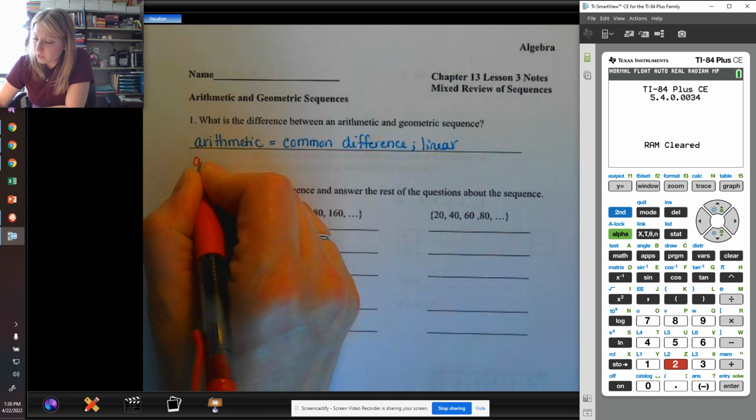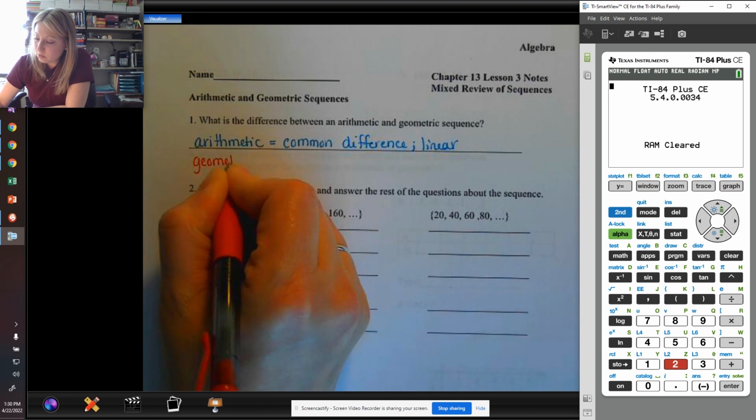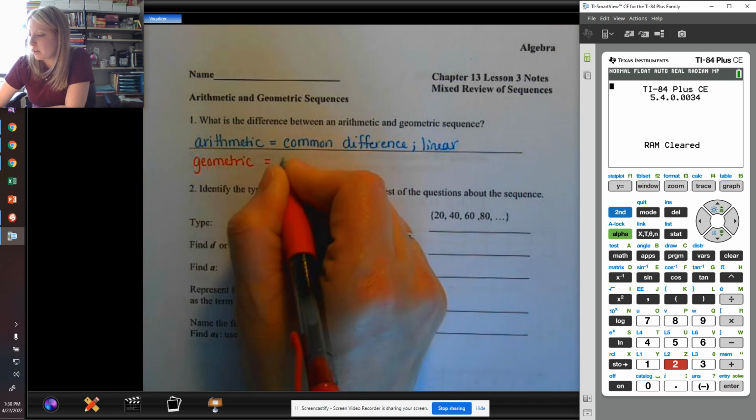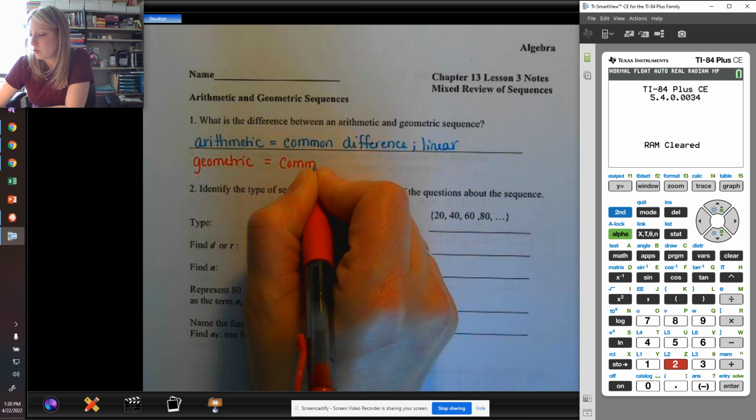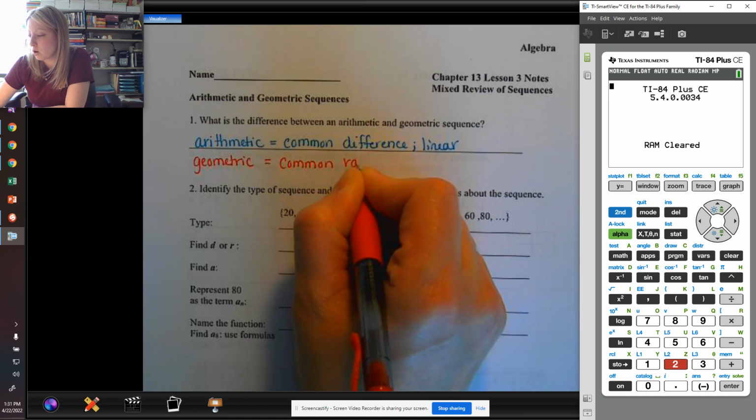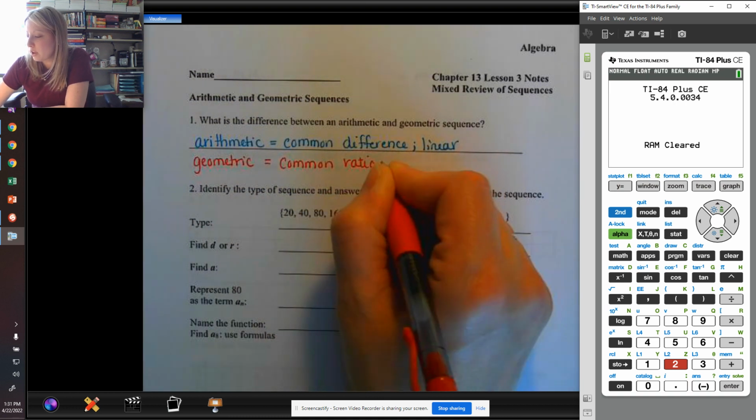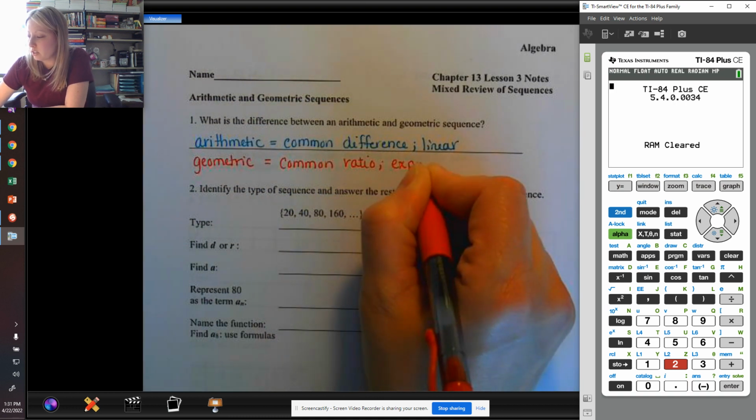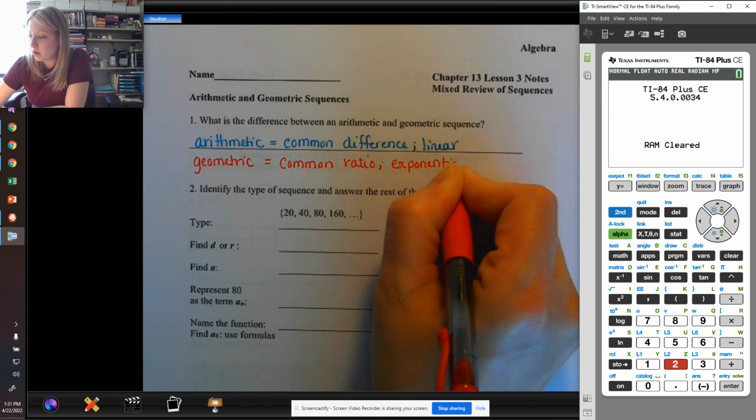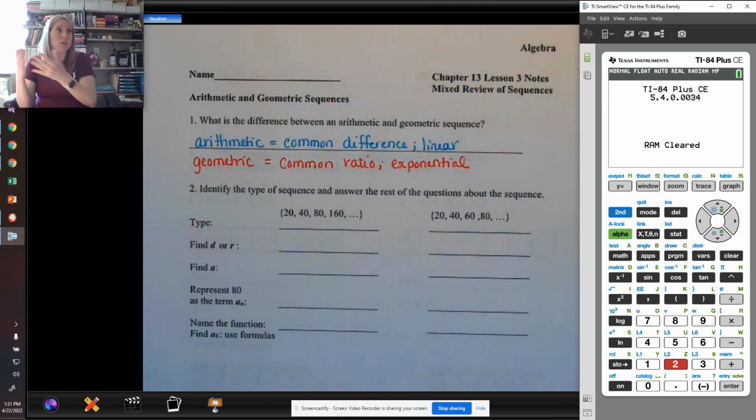Whereas geometric sequences have a common ratio or R value and are exponential in nature because we're dividing our second term by our first term to get that commonality of our base in what we're raising to our different powers.